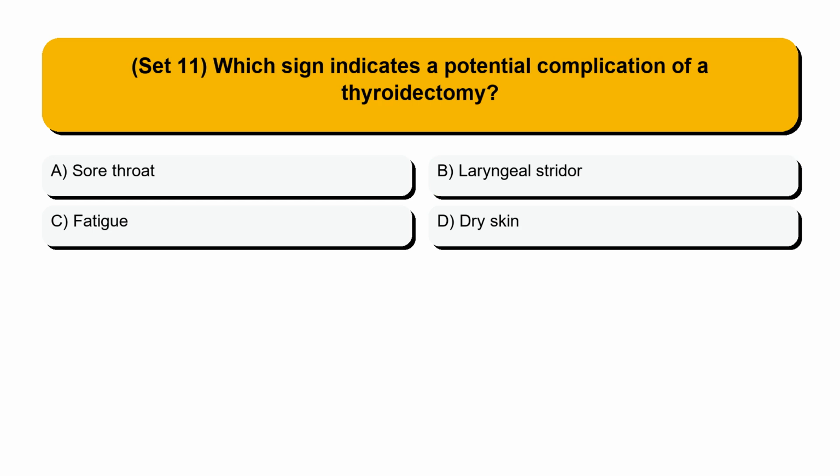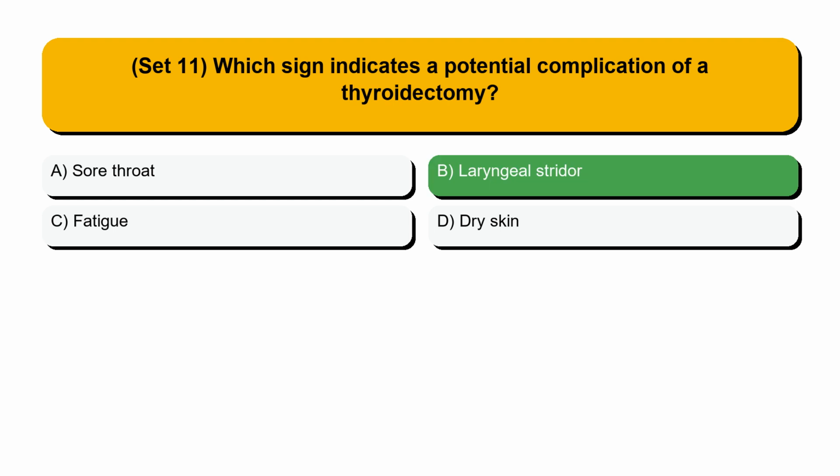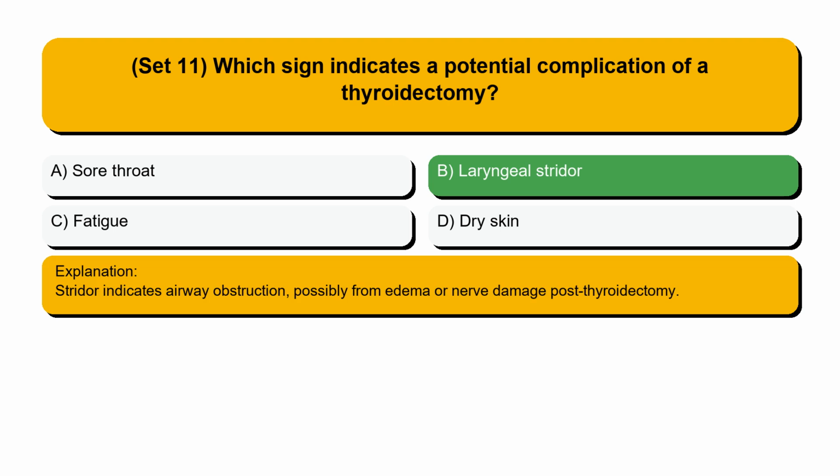Question 11. Set 11. Which sign indicates a potential complication of a thyroidectomy? Option A, sore throat. Option B, laryngeal stridor. Option C, fatigue. Option D, dry skin. The correct answer is option B, laryngeal stridor. Stridor indicates airway obstruction, possibly from edema or nerve damage post-thyroidectomy.